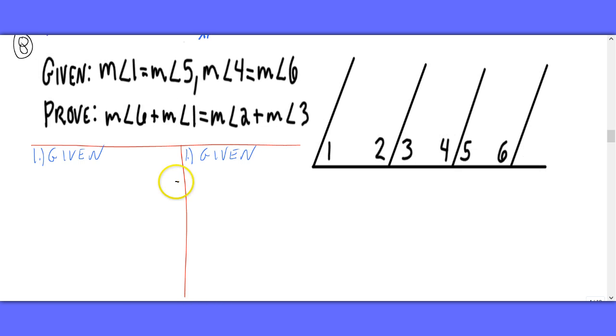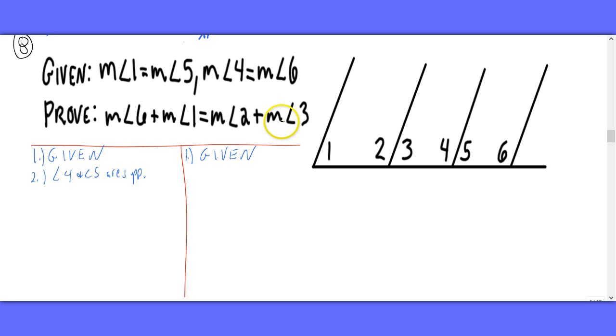This proof is pretty similar to the last one. We have all these facts in the given. Our proof statement says the sum of two angles equals the sum of two other angles. So as I look at that, angle 6 is over here, angle 1 is over there. They don't have any relation with each other. But since 6 equals 4, and since 1 equals 5, I can look at 4 and 5 and realize that I can say that angle 4 and angle 5 are supplements.